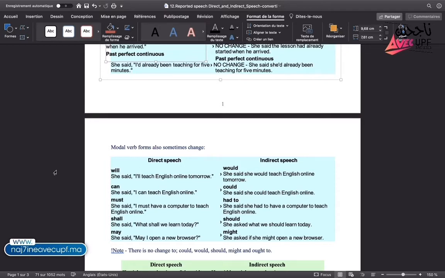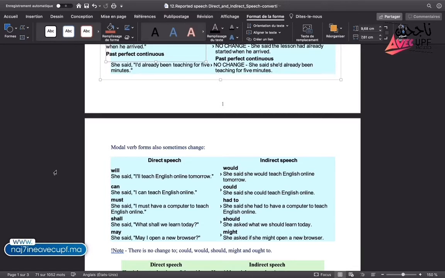هنا هي السؤال. شوف هنا فاش كيكون la question مثلا may I، باش كنبدا may I open new browser كتولي she asked if she might open the browser. Okay.